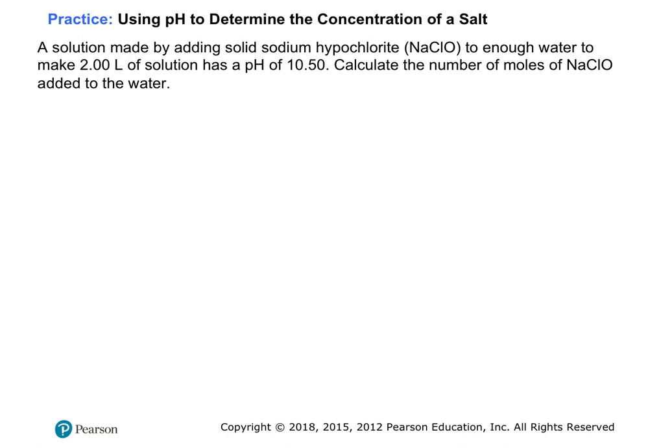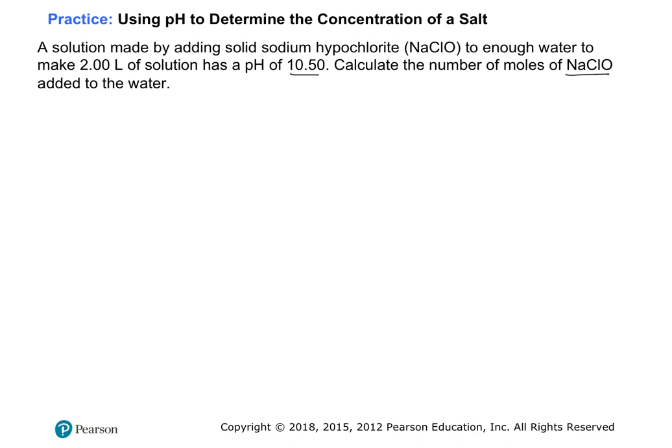So carrying on, we're going to create a solution adding sodium hypochlorite in enough water to make a 2-liter solution that has a pH of 10.5. So calculate the number of moles of sodium hypochlorite that you need to add to the water. So already you might be like, whoa, moles? I thought it was a molarity. That is accurate. You're good.